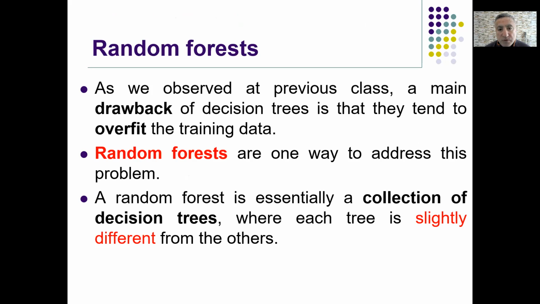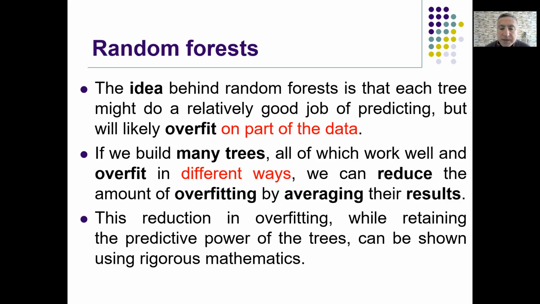As we observed in the previous class, a main drawback of decision trees is that they tend to overfit the training data. Random forests are one way to address this problem. A random forest is essentially a collection of decision trees, where each tree is slightly different from each other. The idea behind random forest is that each tree might do a relatively good job of predicting but will likely overfit on part of the data. The keyword is that on part of the data.